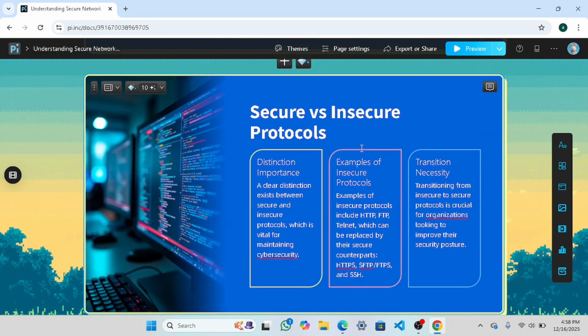Now let's see secure versus insecure protocols. This is very important. A clear distinction exists between secure and insecure protocols, which is vital for maintaining cybersecurity. Let me tell you some insecure protocols and the secure versions we can use in place of them. For HTTP we use HTTPS. For FTP we use SFTP or FTPS, as we saw. For Telnet we use SSH. For POP3 we use POP3S. For IMAP we use IMAPS.